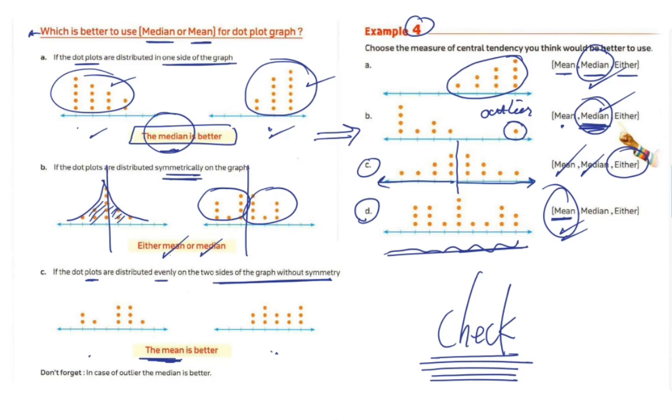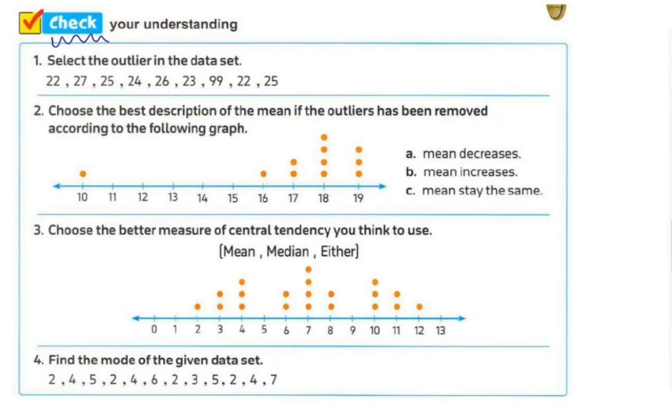Okay, let's go. Check your understanding. First question, select the outlier in the data sheet. I have all of this data. Which one is the outlier? Note with me. 22, 27, 25, 24, 26, 23, 99. 22, 25, it's all 20s. But 99 is the outlier. Okay?